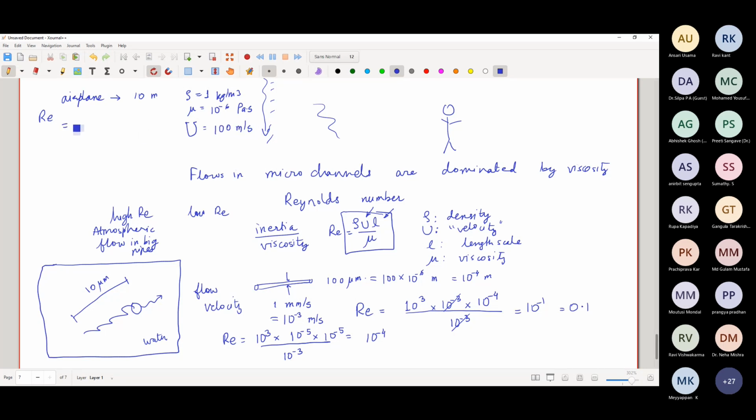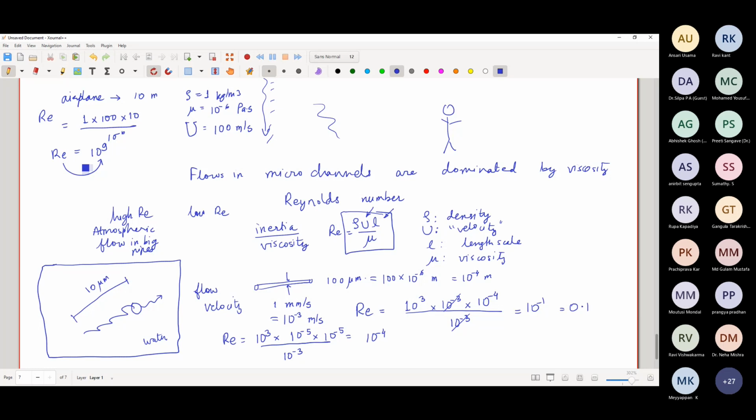So what is the Reynolds number for this? It is 1 times velocity 100 times the length, which is 10, over 10 to the power minus 6. So this becomes 10 to the power 9. So the Reynolds number for flows happening over aeroplanes or cars and all these things is very, very large.